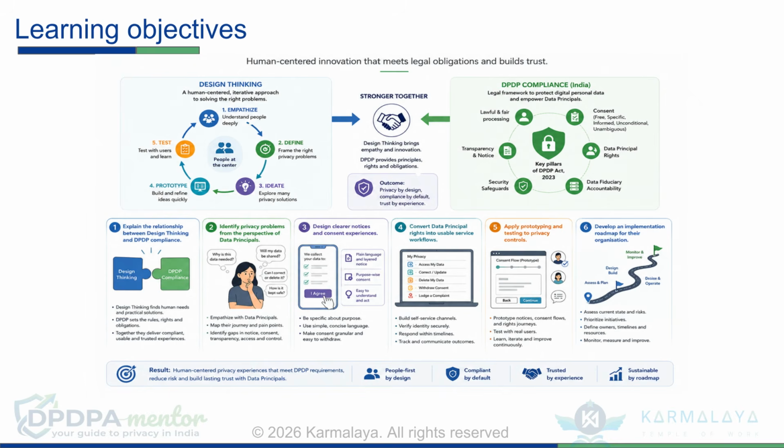Fifth, we will apply prototyping and user testing. Privacy notices, consent screens, and grievance workflows should be tested like products. Finally, we will create an actionable roadmap that connects design thinking activities with DPDP implementation tasks.